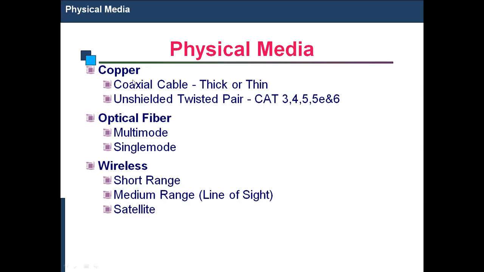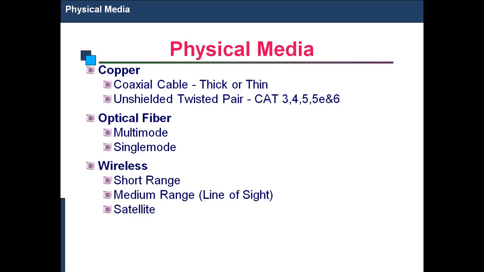Under this copper cable, the first example is coaxial cable. Whether it is thick or thin, it supports video signals. The second example for copper type is unshielded twisted pair. Here there are a number of categories: category 3, 4, 5, 5E and 6. We will get to them in later slides. The second physical media is optical fiber cable, which is available in two modes, single mode and multi-mode.